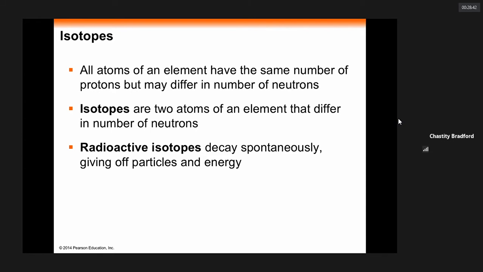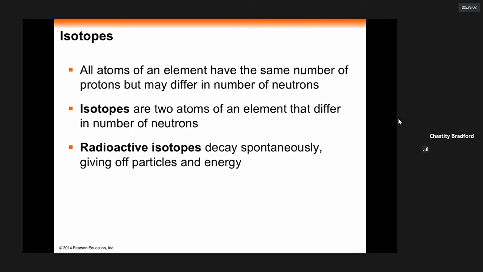Why does this matter? Whenever people are studying evolution, or you're just studying history, okay, you try to date things, and they use isotopes to date things. Isotopes, when they decay, give off particles and energy, and you can measure that.